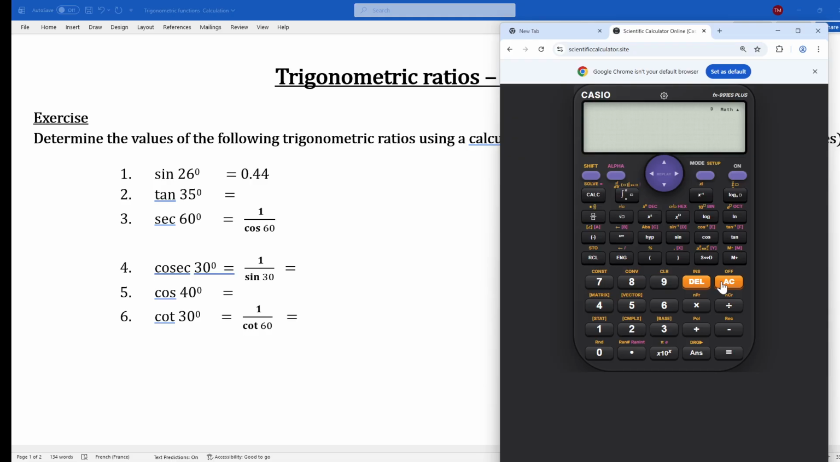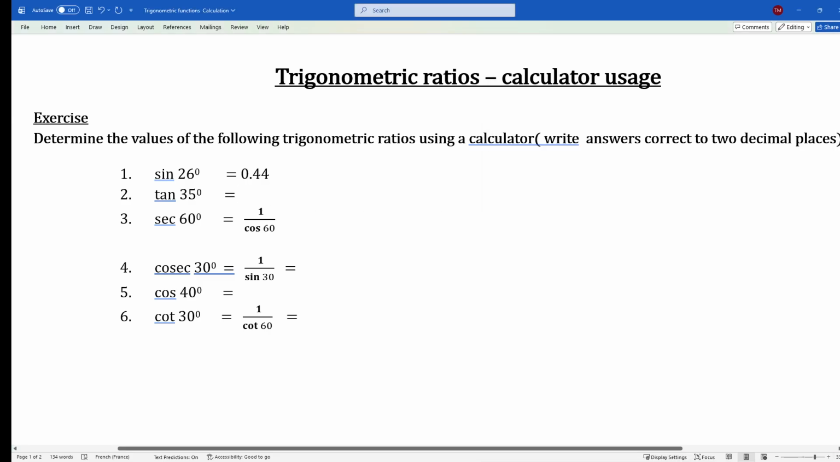The next one is requesting us to calculate tan 35 degrees, so we'll say tangent 35 degrees, and that will yield to us 0,01. So the answer for this one becomes 0,01.